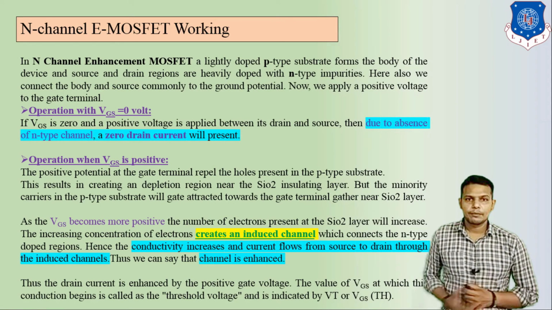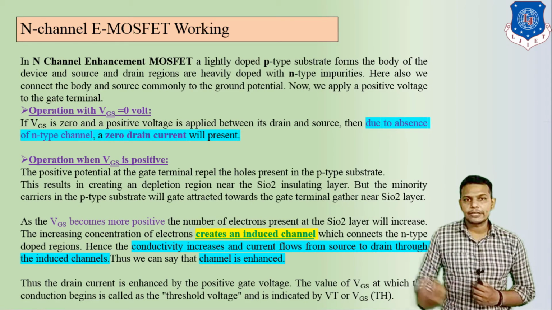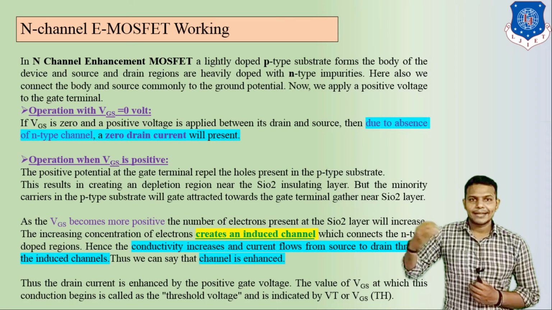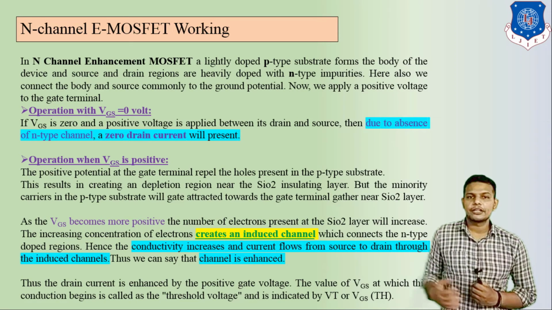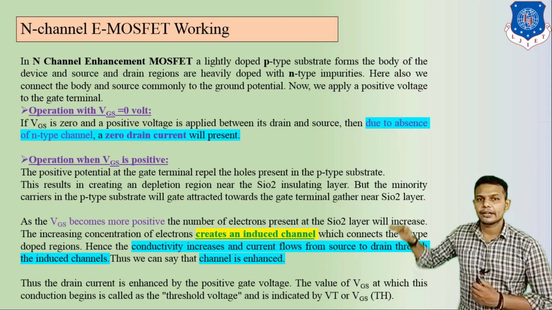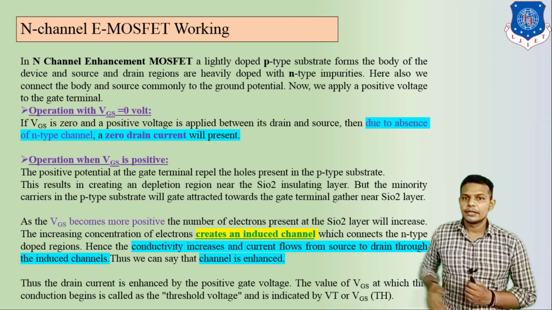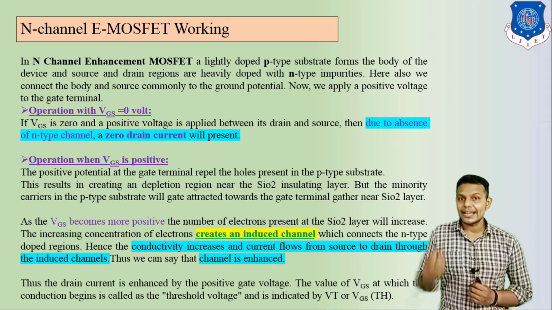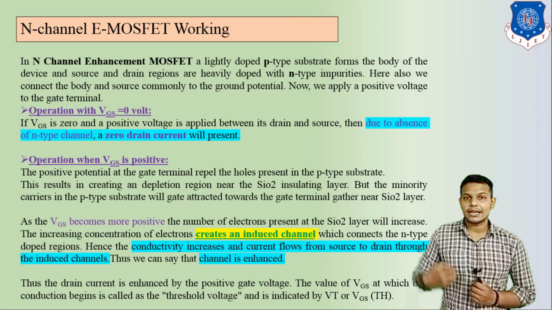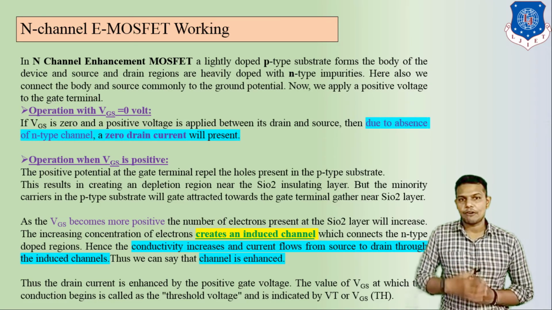Here we can see these are the 3 different cases. VGS is equal to 0. At this time what happens? Our drain current will be 0. If we increase VGS on the positive side, what happens at this time? On the positive side, drain current is enhanced. That's why it is known as enhancement type MOSFET.